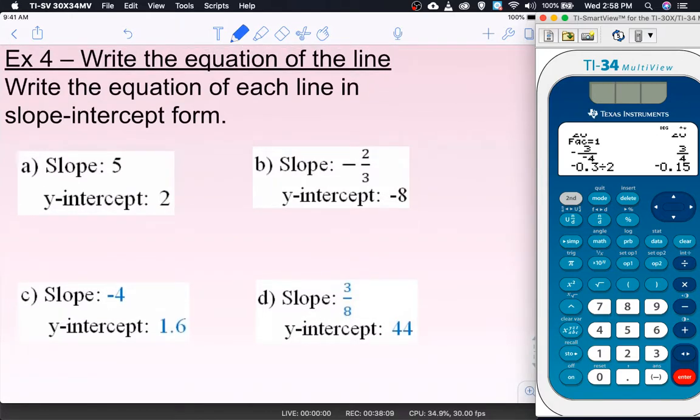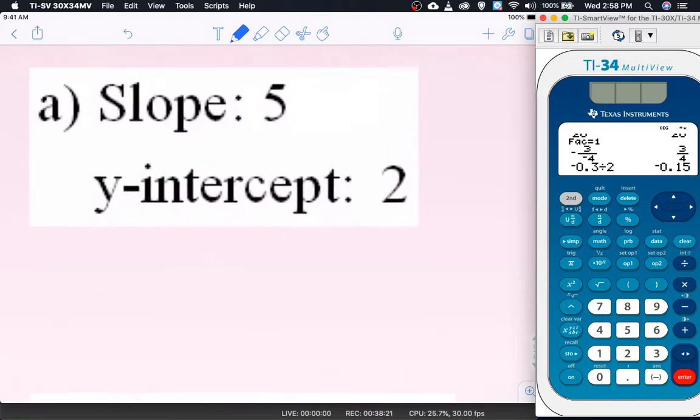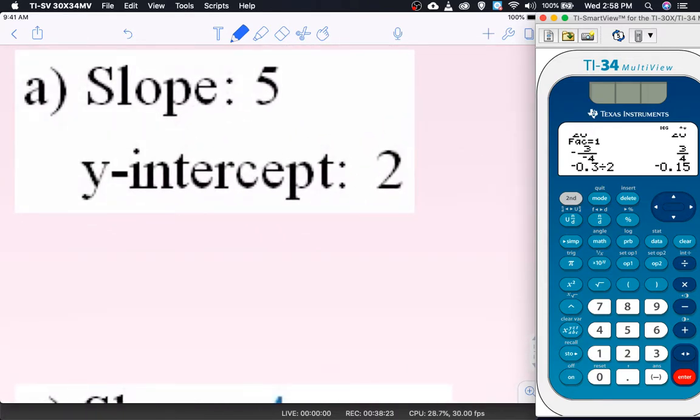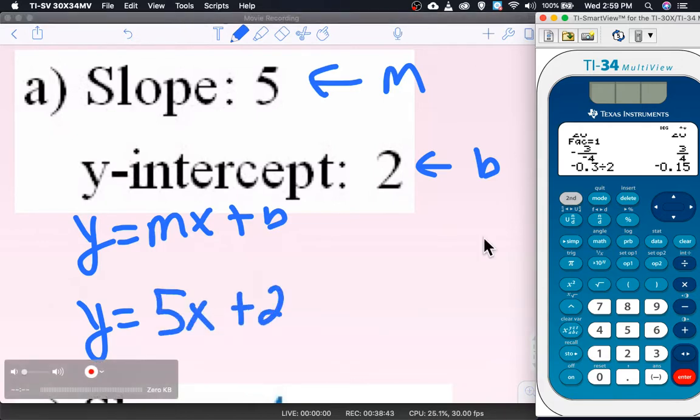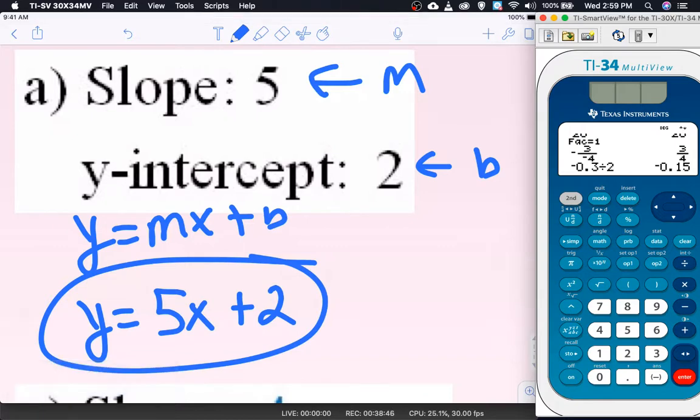Example 4 is writing the equation of a line based off some given information. So here, they're giving me the slope and they're giving me the y-intercept, and they want us to write the equation of a line, which is incredibly simple because we know the formula is y equals mx plus b. I know the slope is the m variable. I know the y-intercept is the b variable. So literally all I do is take the slope and plug it in for the slope, take the y-intercept and plug it in for the y-intercept. And we're done. That's it. That's the whole problem.